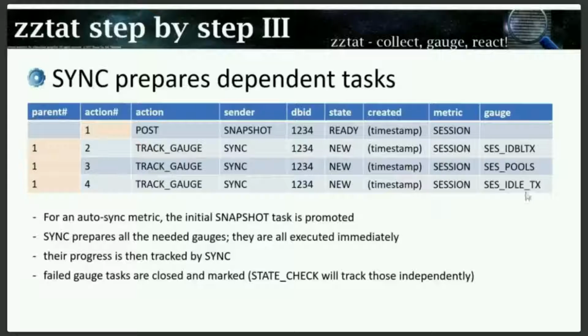We have the session idle TX, which checks for idle transactions. We have session pools, which can validate session pools, like in terms of if a group of connections suddenly goes missing because a middle tier server has gone down, or if we suddenly have a massive increase in the connections in the pool. And the third one is a gauge that checks for idle but blocking transactions. So if a session is blocking another session and that session is actually sitting there idly.